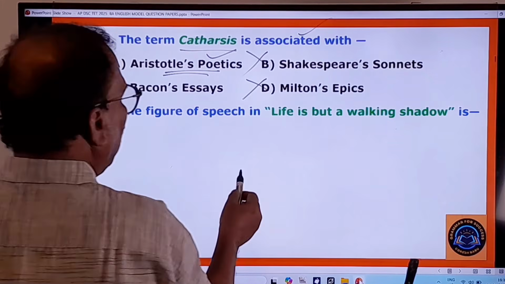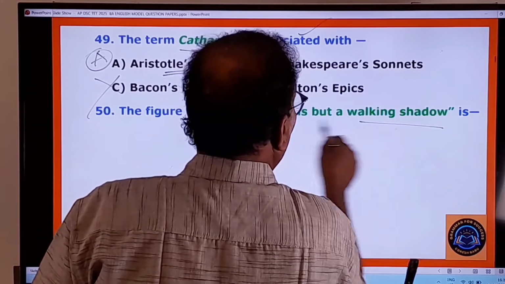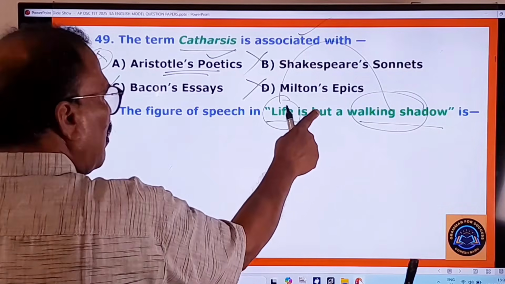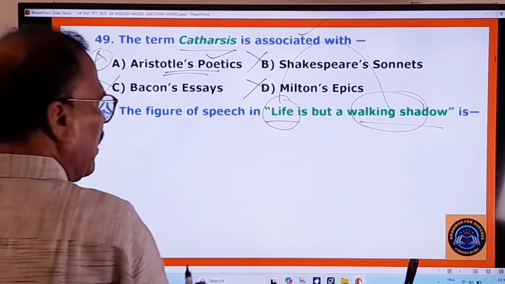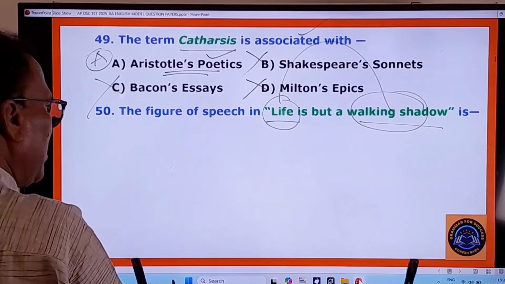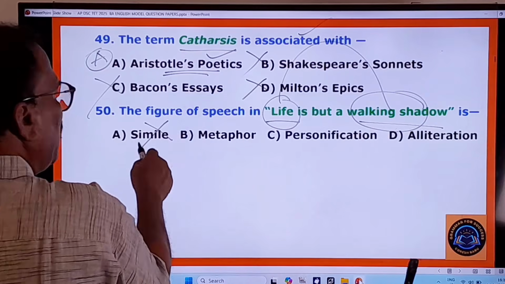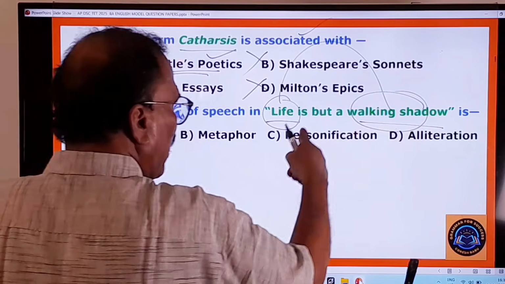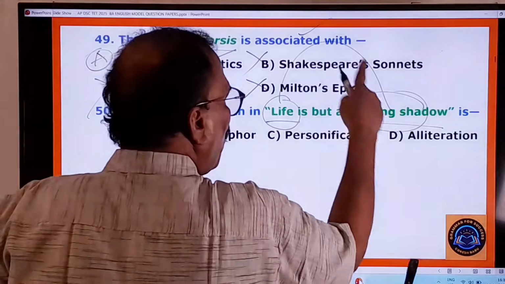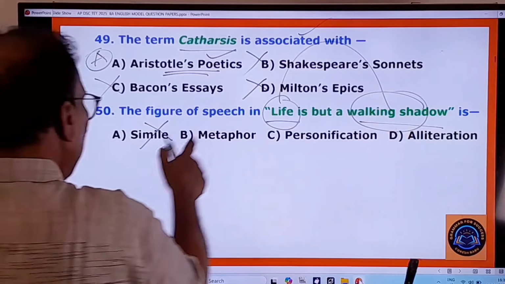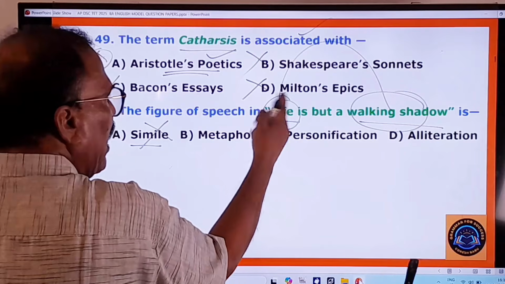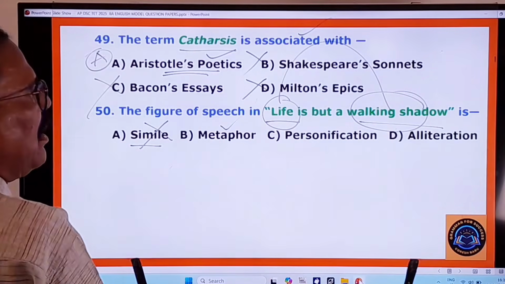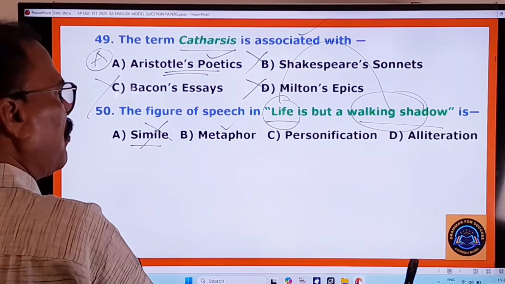The figure of speech in life is but a walking shadow. Here we are comparing life with a walking shadow. What figure of speech is there in this line, in this quotation? And here, not simile. Simile is a direct comparison. If at all this quotation is like this, life is like a walking shadow, then you would say simile. But it is not that. Like, as these words are not used here, and therefore it is a metaphor. Life is but a walking shadow.